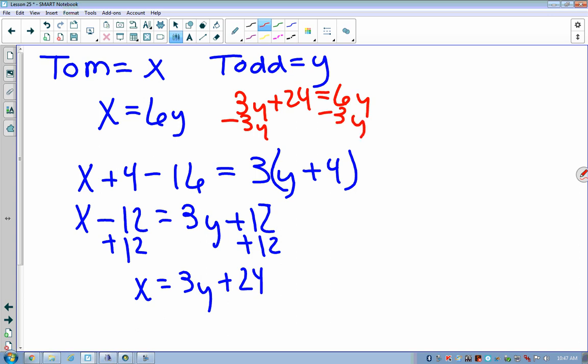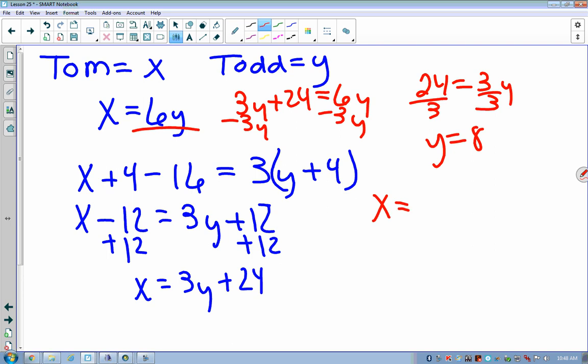Okay, so 24 equals 3y. Divide by 3. Y equals 8. Okay, now, what's 6 times 8? X equals what? 48. So how old is Tom? Tom is 48.